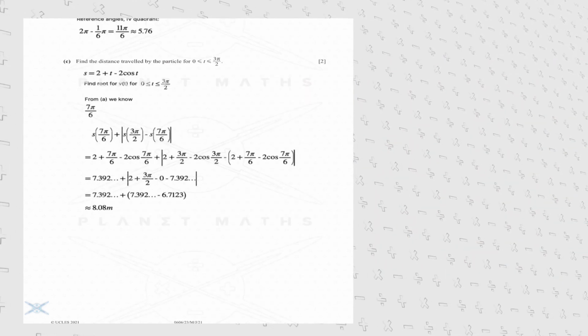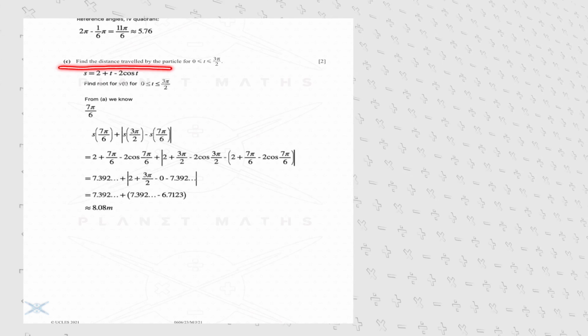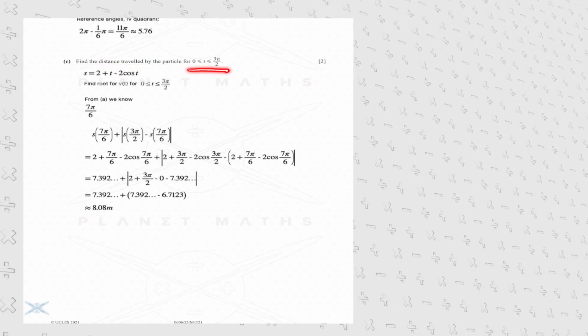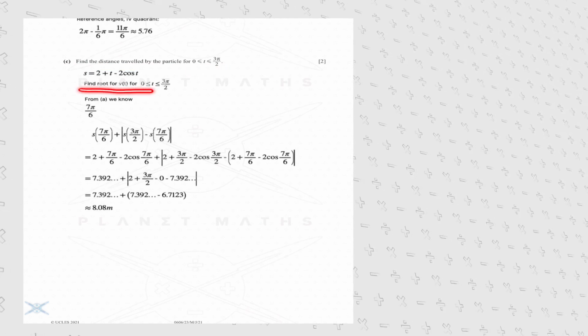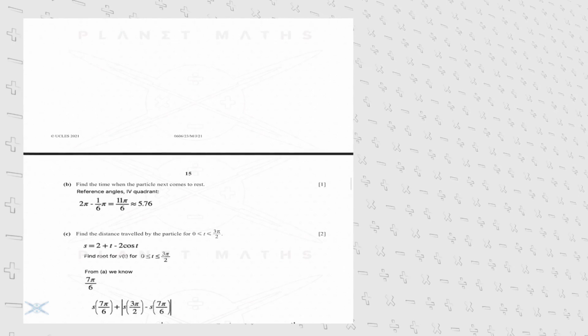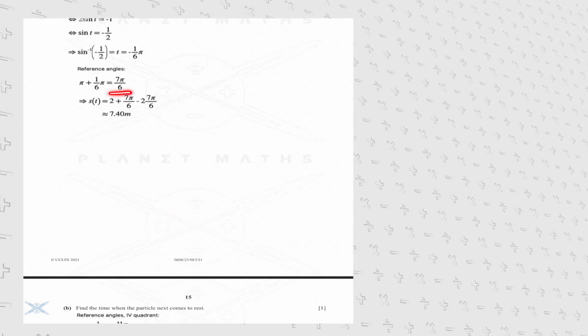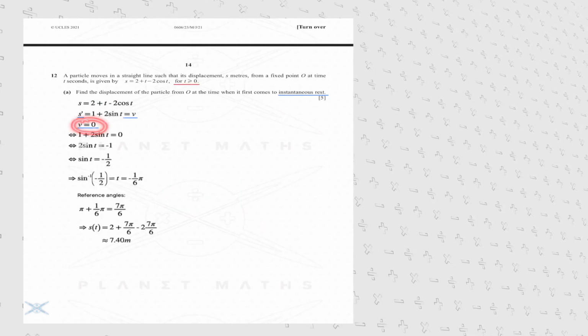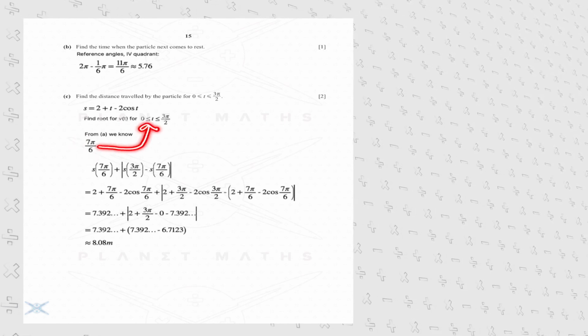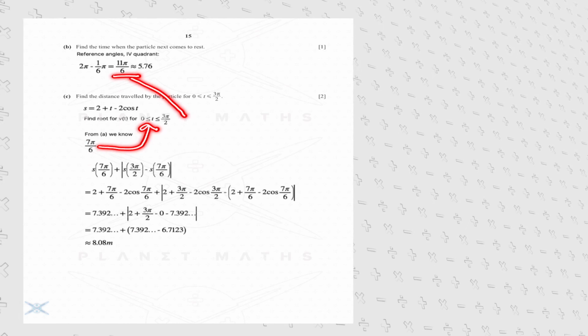In the final part of exercise 12, we are supposed to find the distance traveled by the particle for the first 3 pi over 2 time units. To do that, we will have to find the roots of v of t within the interval. From part A of this exercise, we already know that 7 pi over 6 is one of those roots, and we will use this since only this value is within the interval, the second one being located outside of it.